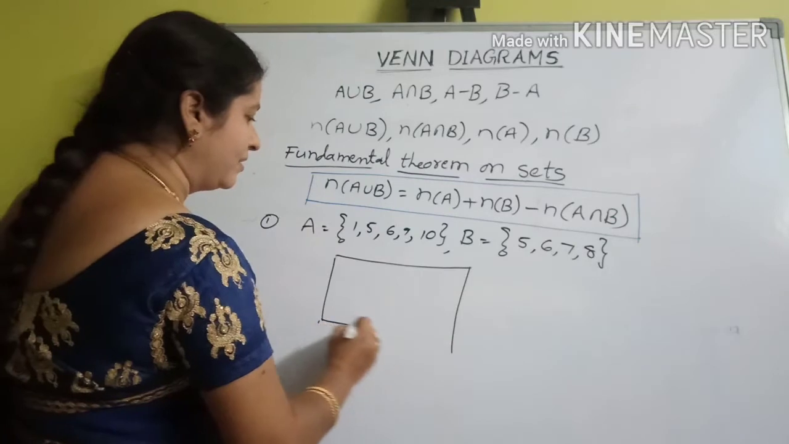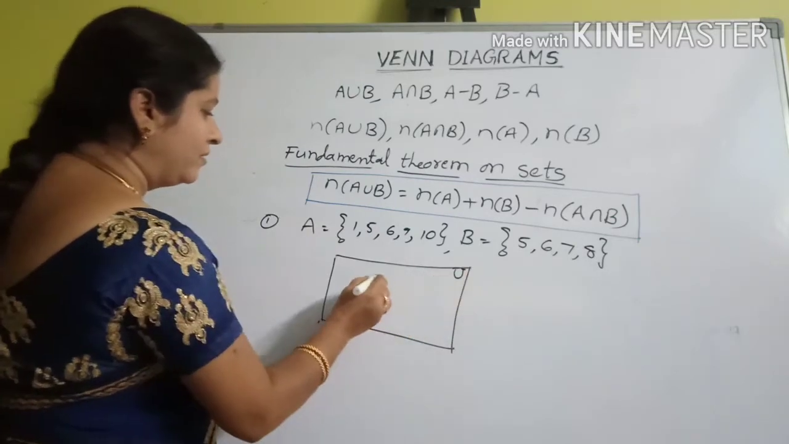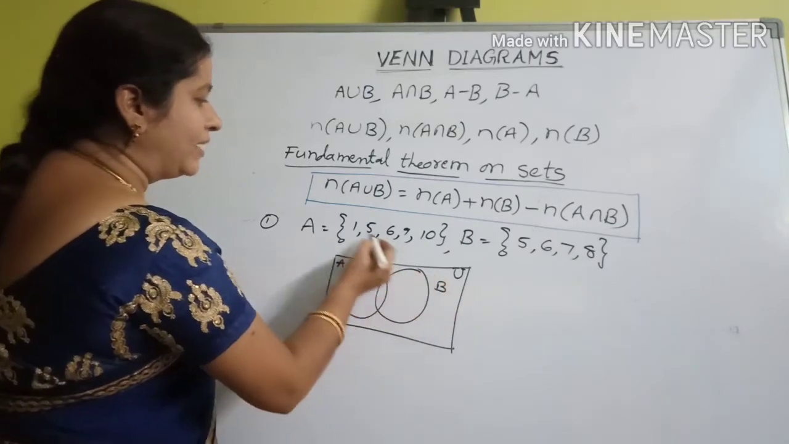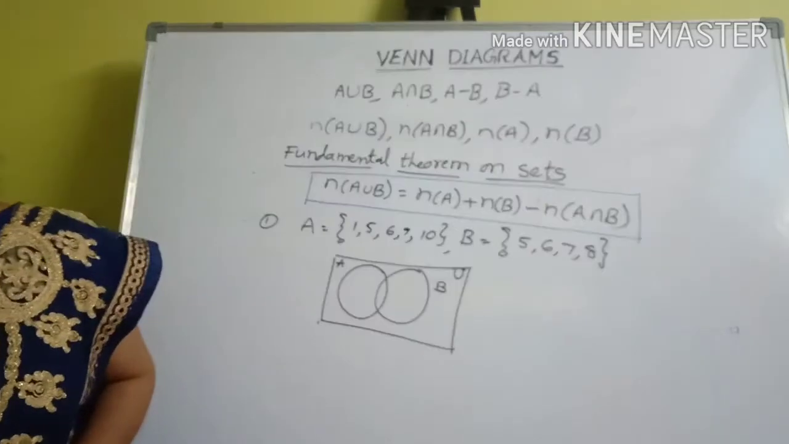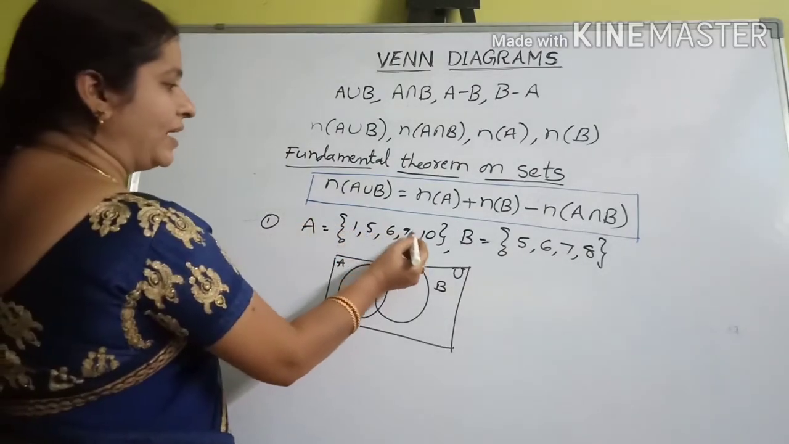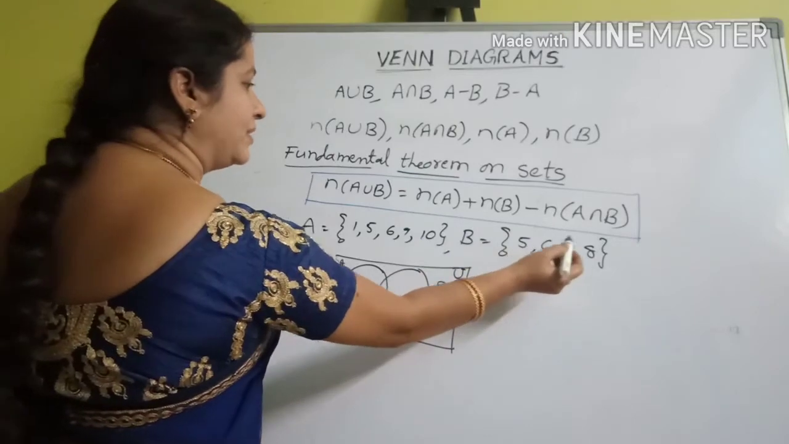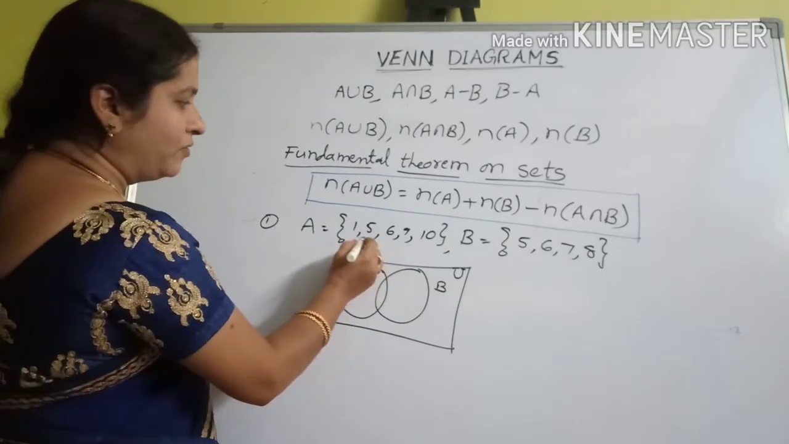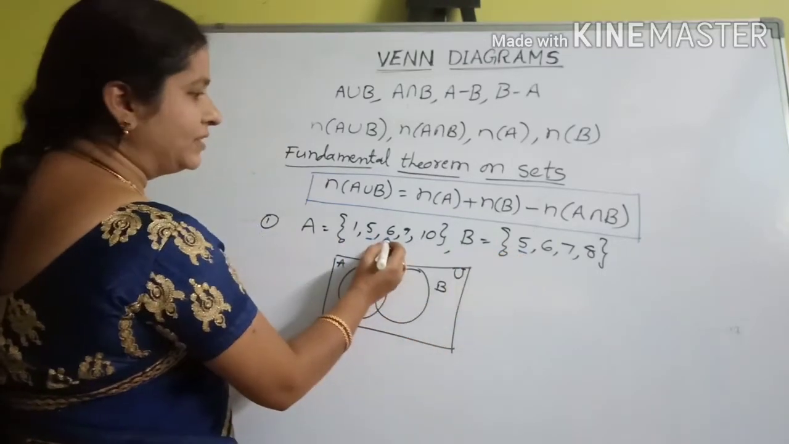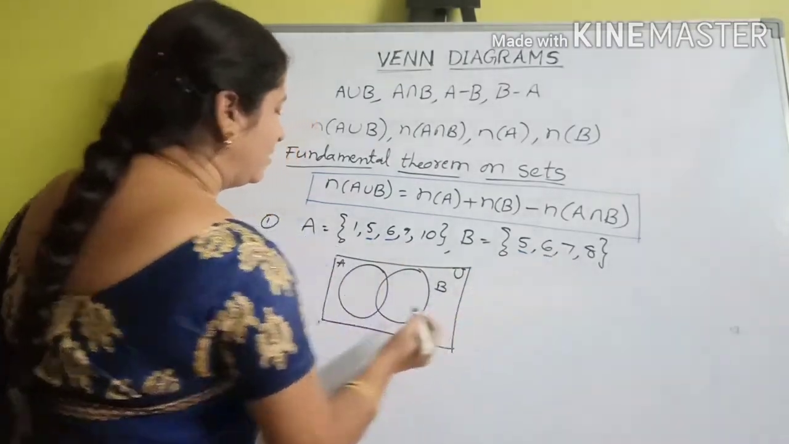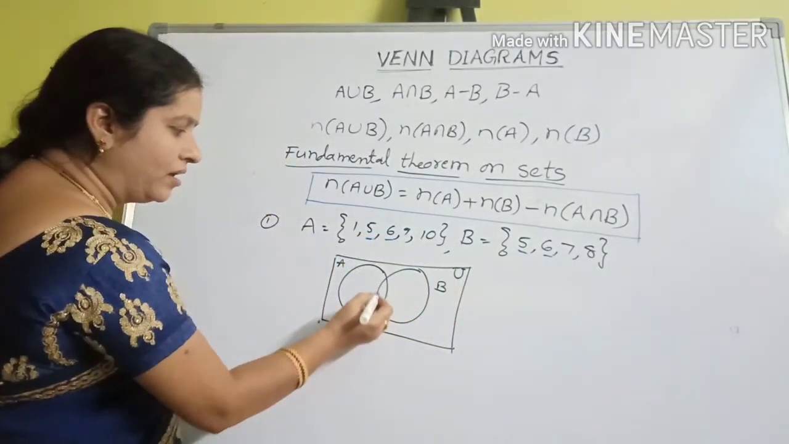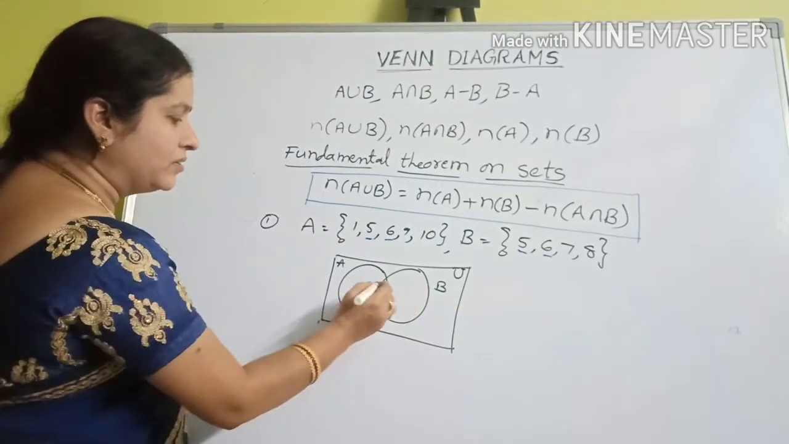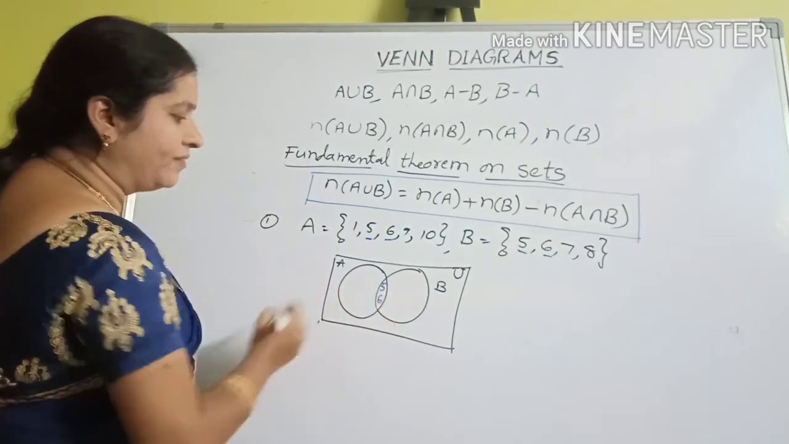First we are taking it like that. This is set A and this is set B. What are the elements we are taking in A? 1, 5, 6, 9, 10. In B, 5, 6, 7, 8. Are there any common elements in these two sets? 5 is a common element and 6 is also a common element. So only 5, 6 you have to take in the overlapped area. This is the common region for A and B both.